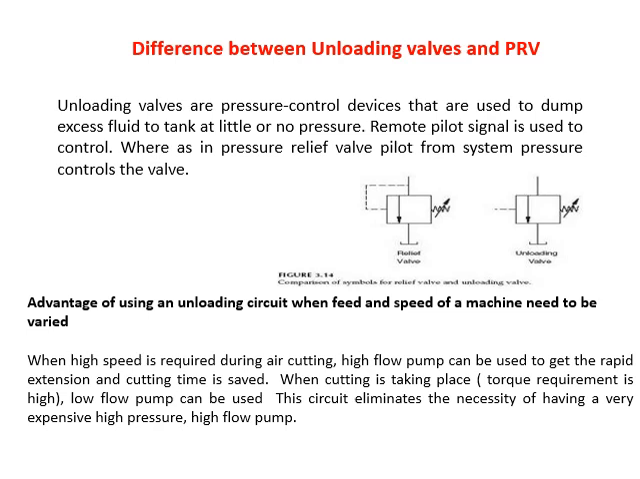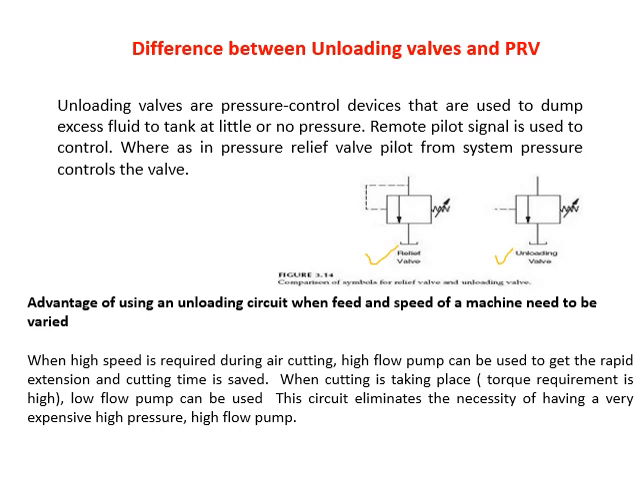Now there is a difference between an unloading valve and a pressure relief valve. You can see that the pressure relief valve and unloading valve have different symbols. Here you can see the pilot is from the downstream line in the pressure relief valve, whereas in the unloading valve a remote pilot is used. There are advantages of using an unloading circuit when the feed and speed of the machine need to be varied.